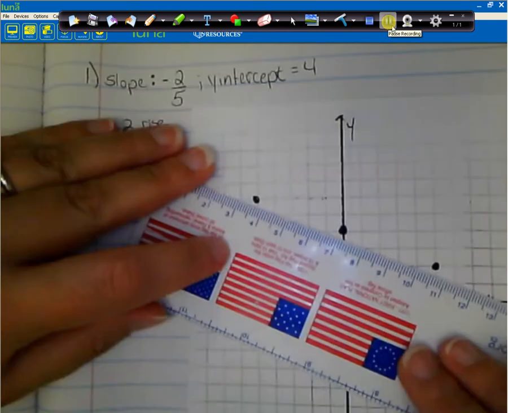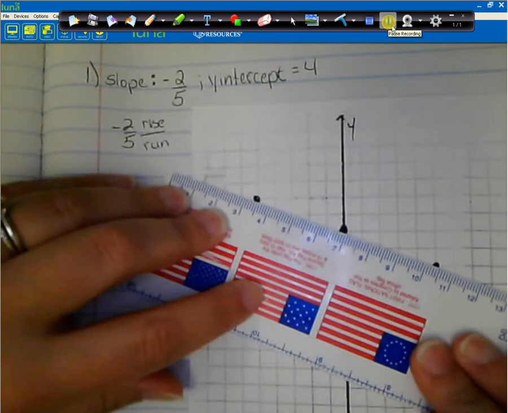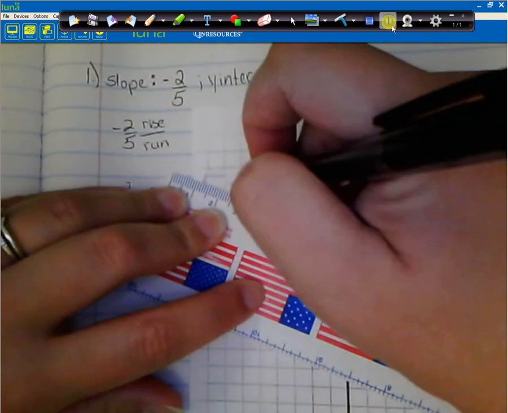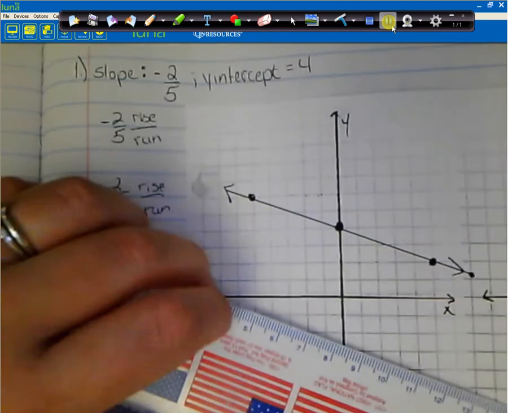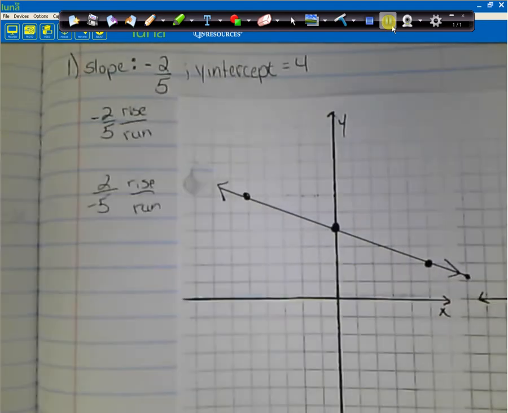Alright, so I'm going to take my ruler, make sure it's going through my 3 points. I'm going to draw my line. I'm going to make sure I have arrows at both ends. Okay, so there's number 1. Make sure you have all that written down before you move on.